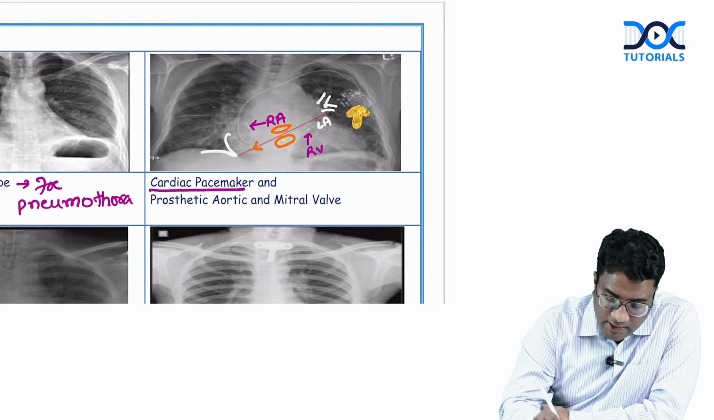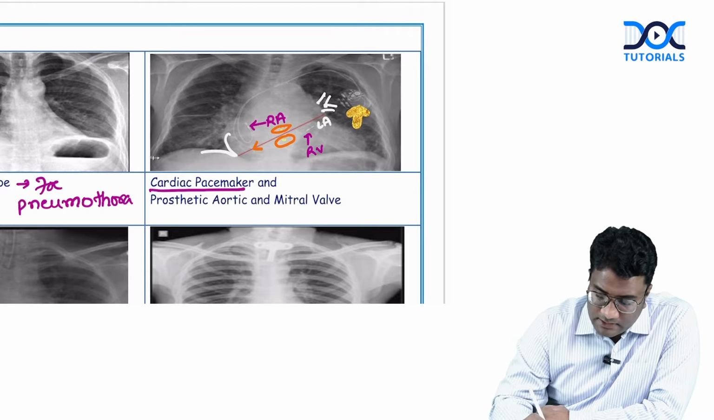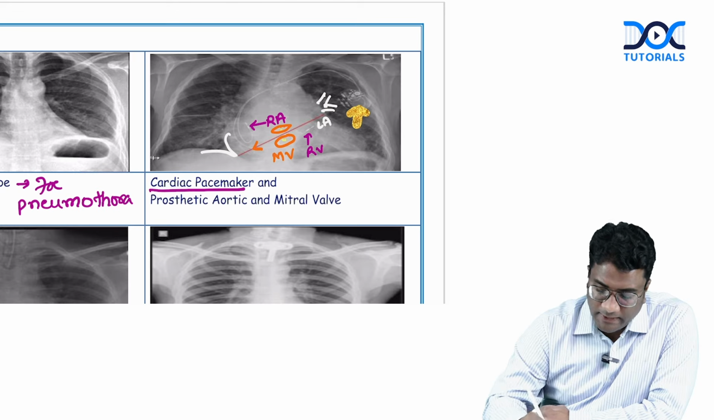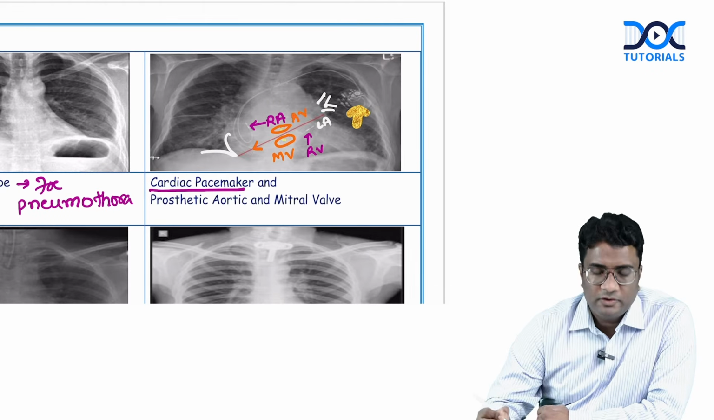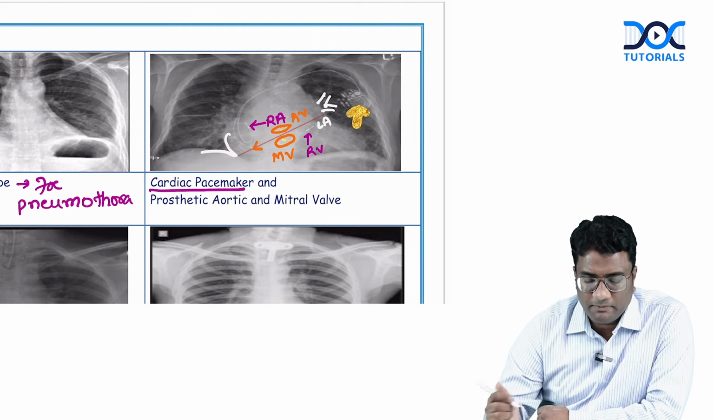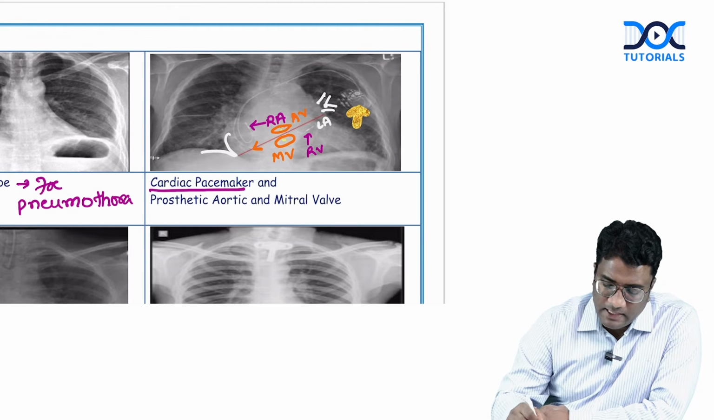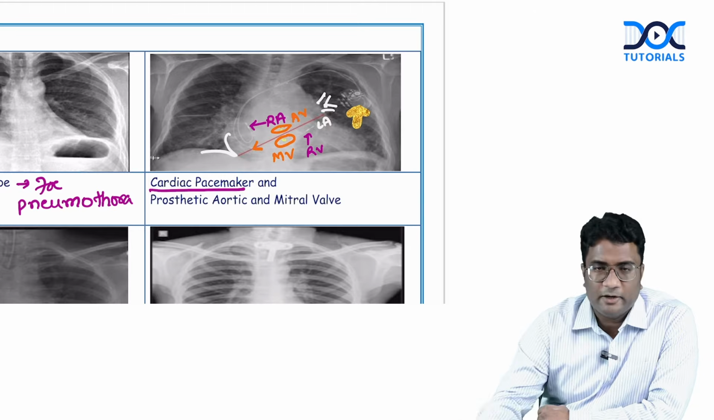If the valve is located below this imaginary line, this is mitral valve. And if the valve is located above this imaginary line, this is aortic valve. So you have the aortic valve and the mitral valve. These are the prosthetic heart valves. So this radiograph is basically showing you the cardiac pacemaker as well as your prosthetic aortic and mitral valve.